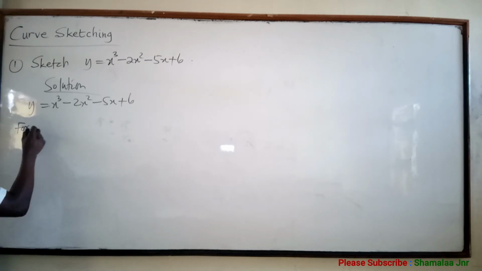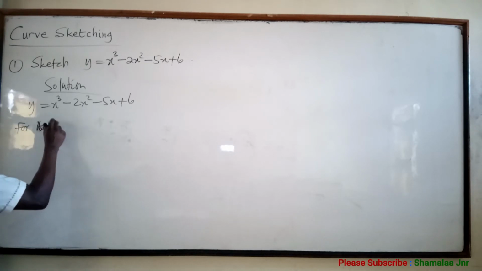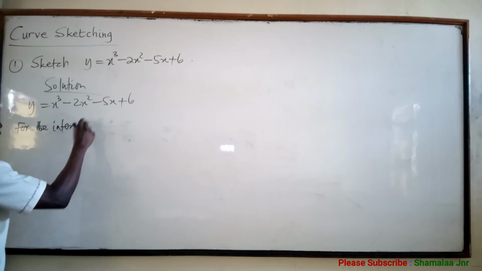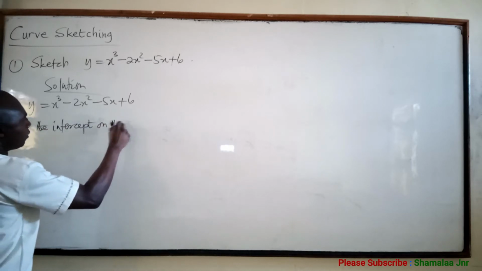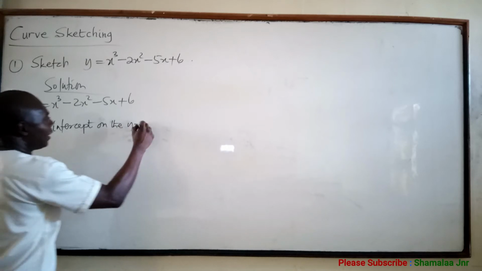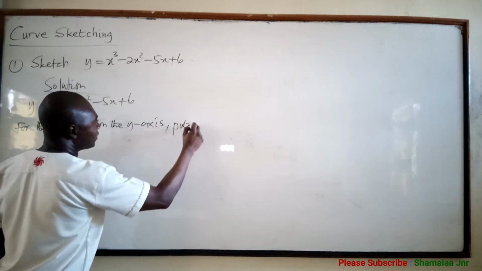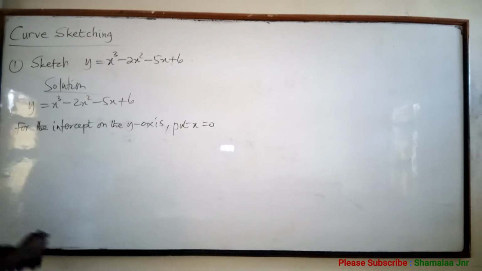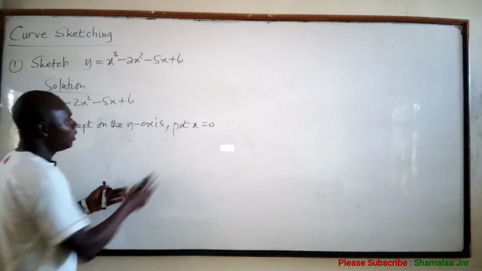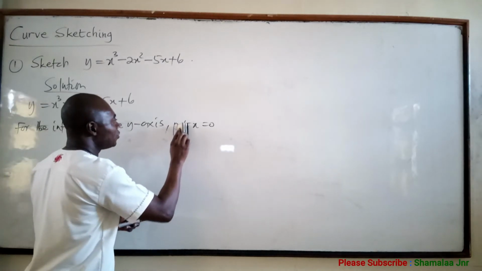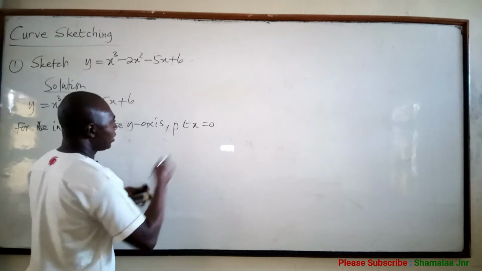Okay, so let's look at it and say, for the intercepts on the y-axis, put x equal to 0. Now, if you want the intercept on the y-axis, you have to put x equal to 0. If you want the intercept on the x-axis, you put y equal to 0.